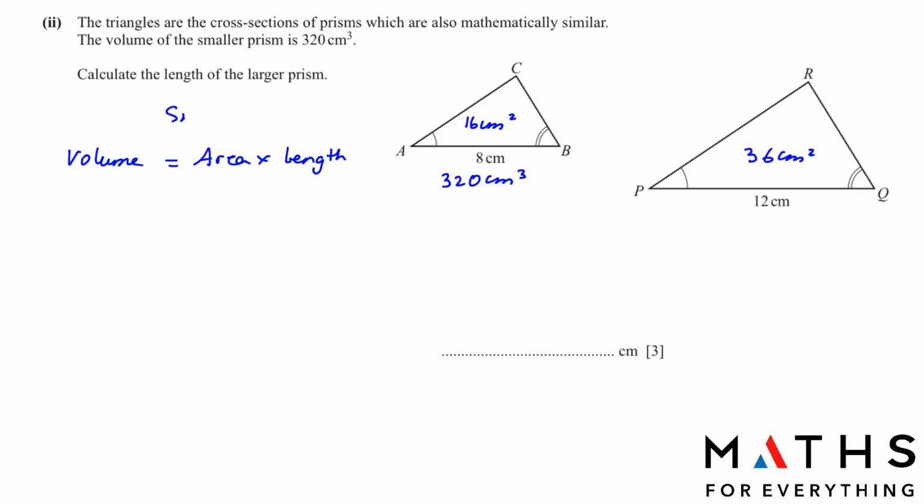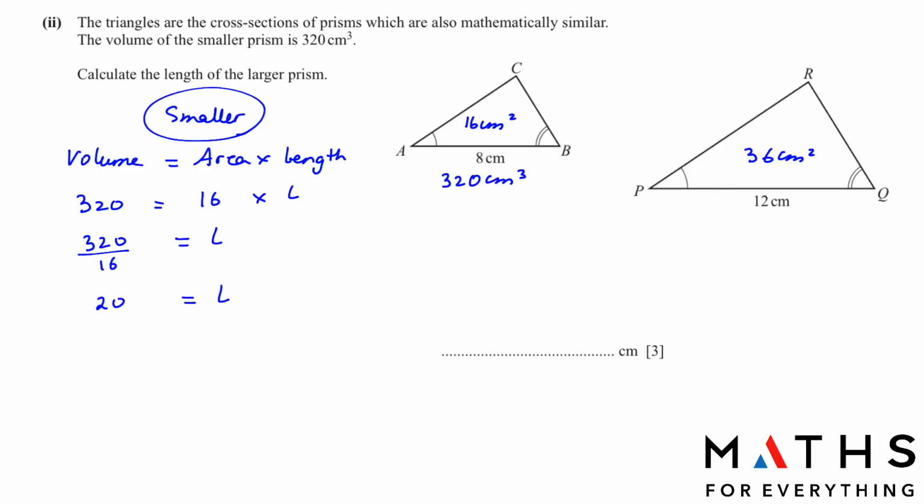So this is for the smaller prism. We will find the length of the smaller prism. 320 is equal to 16 multiplied by length. Therefore, length is going to be 320 divided by 16, which is 20. This is the length of the smaller prism.